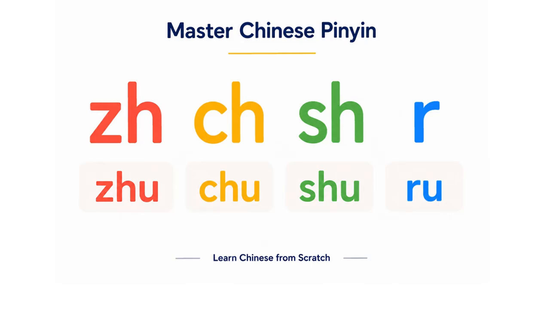Hello and welcome back. In today's lesson, we are going to learn four very important Chinese initials: zhi, chi, shi, ri. These sounds are very common in Chinese, and they are also very important for correct pronunciation. Let's get started step by step.